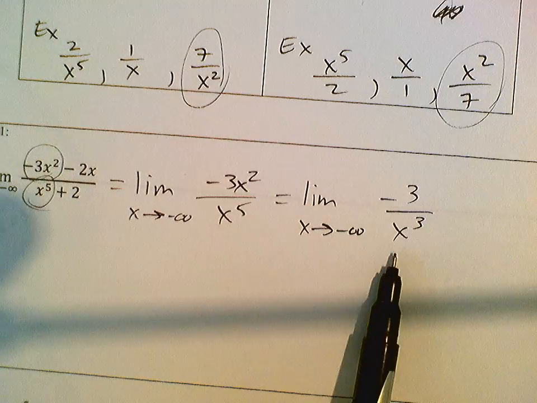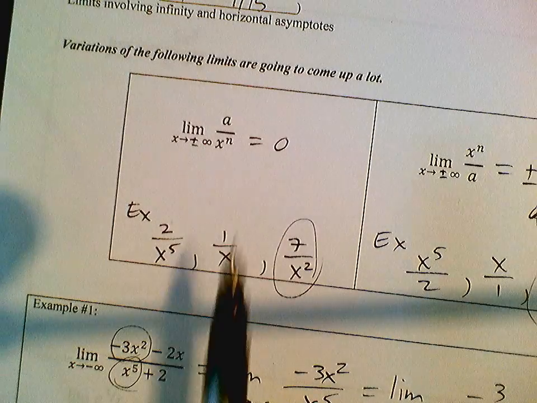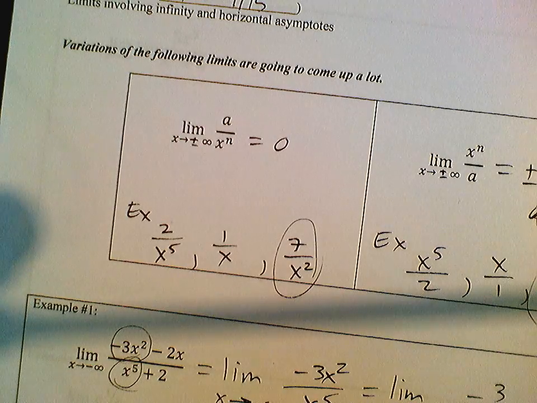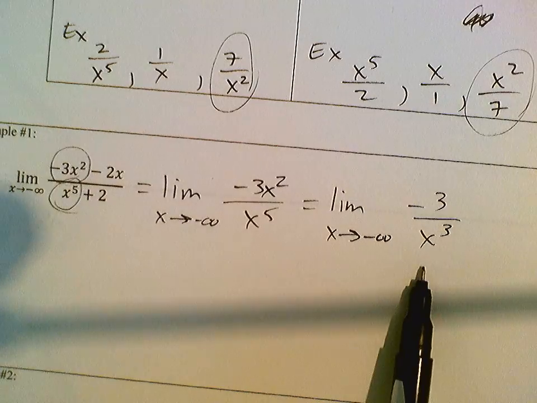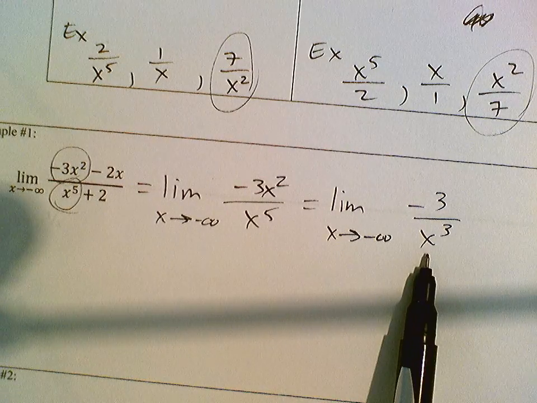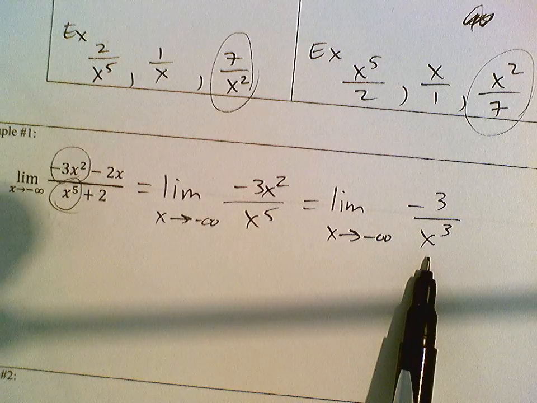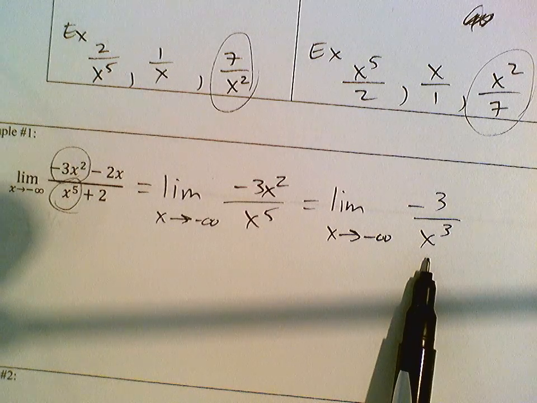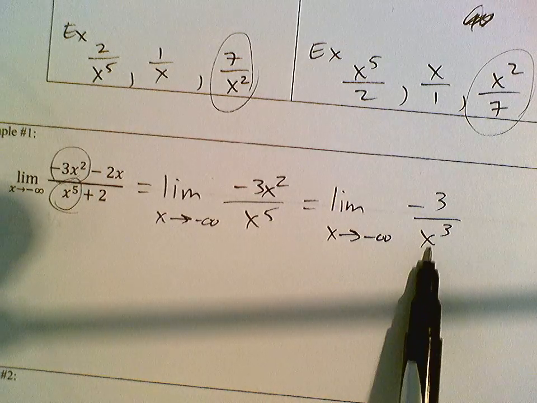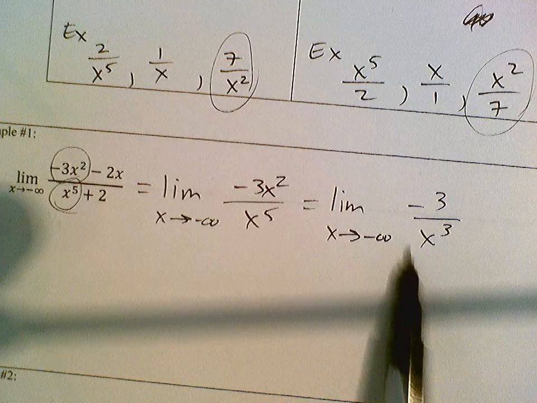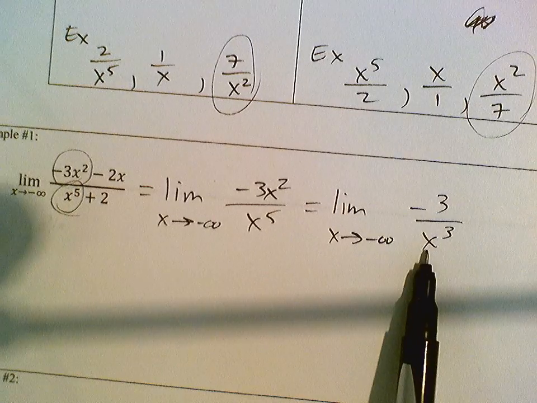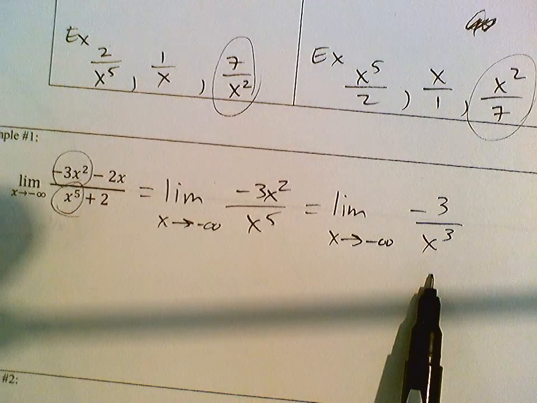And now, this is looking like the first common situation that we have, where in this case, a would be negative 3 and n would be 3. All right, so I'm imagining plugging in some very big negative numbers for x, like negative 100, negative 1,000, negative 10,000, negative 900,000 or something like that. So this denominator is growing really, really fast, but negatively. Okay, so I'm plugging in negative numbers, I'm cubing them so they're coming out negative, but really, really big.